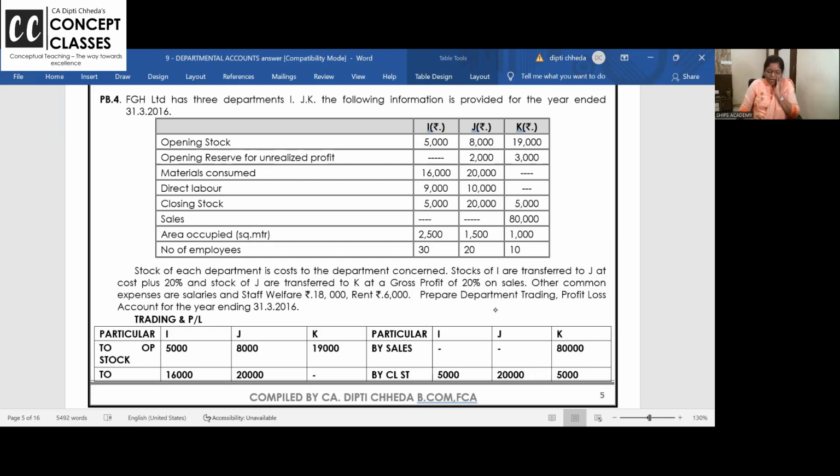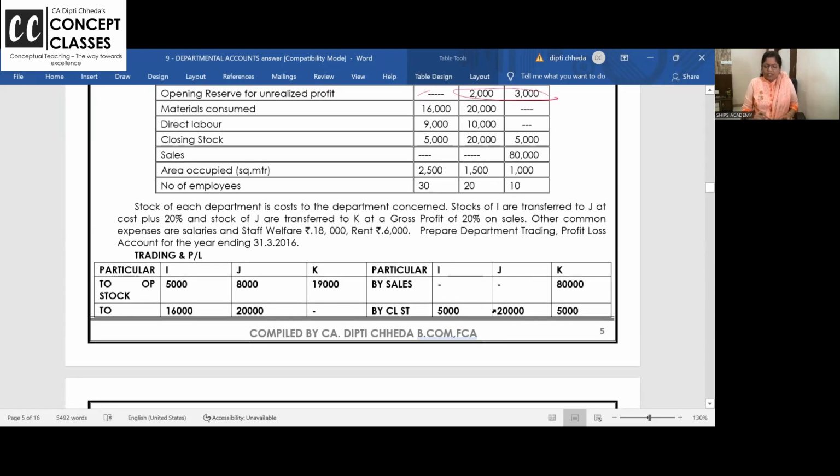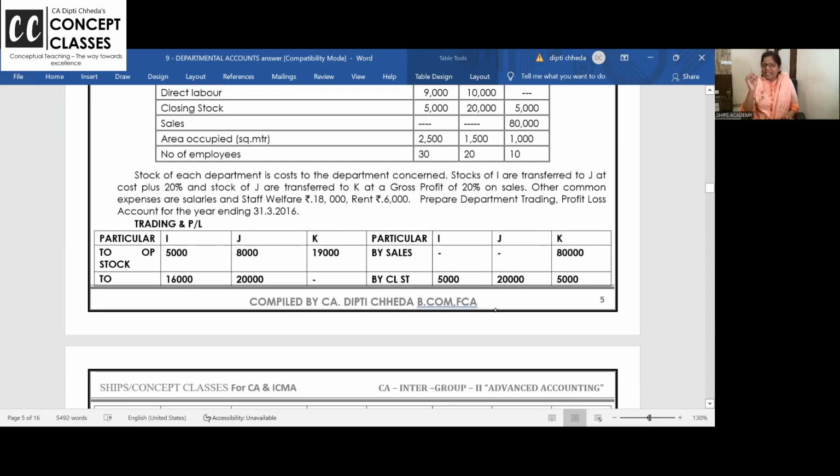Yeah. I, J, K, three departments are there. Opening stock reserve is given. Yeah. Why there is no opening? I is the sending. So I's closing stock will always be at cost. Material consumed, labor, closing stock, sales, all other details are given. Yeah. Now, area, square, number of employees. This is to apportion some expenses. So prepare triple column trading and P&L account.